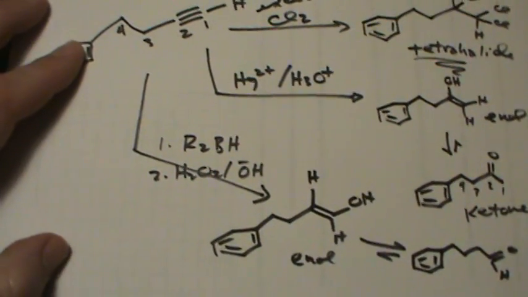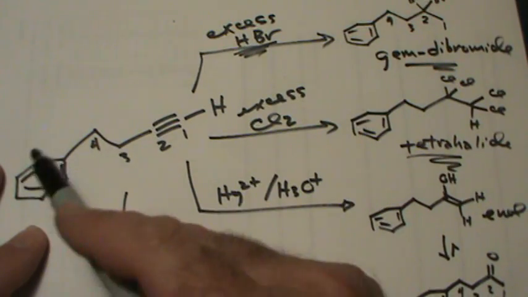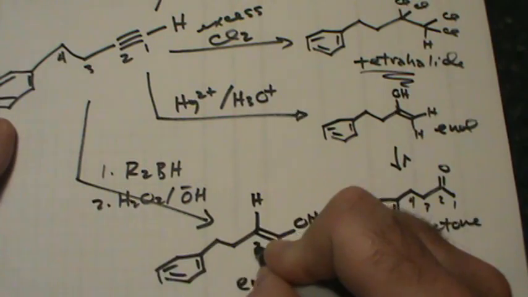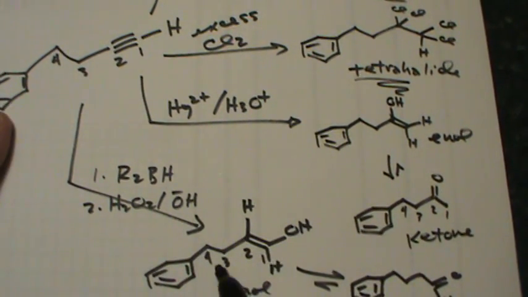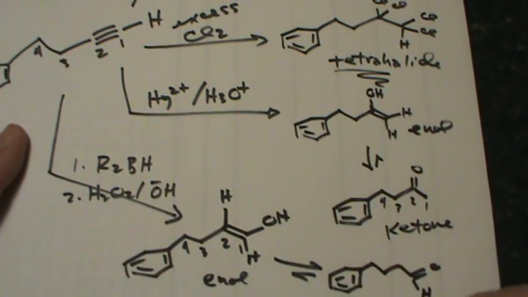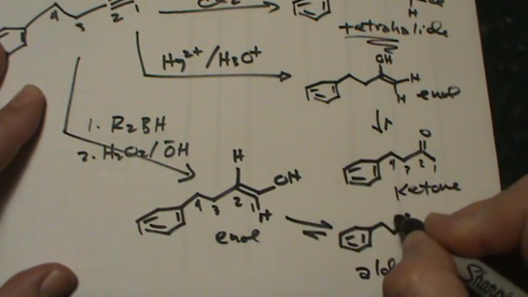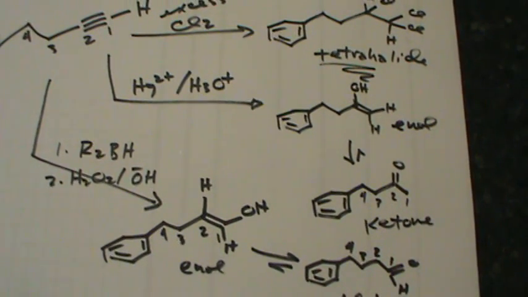Keep track of your carbons. So going back to our starting structure, 1, 2, 3, 4 carbons, and then the phenyl substituent. In my case of my enol, 1, 2, 3, 4 carbons, and then the phenyl substituent. And then after equilibration to the corresponding aldehyde, it is still 1, 2, 3, 4 carbons, and then the phenyl substituent. So those are some predict the product type questions which utilize some of those alkyne reactions.